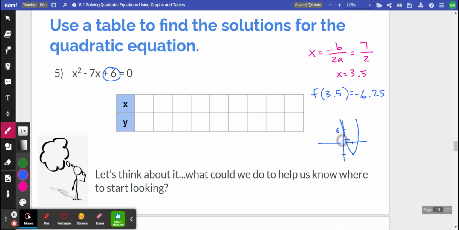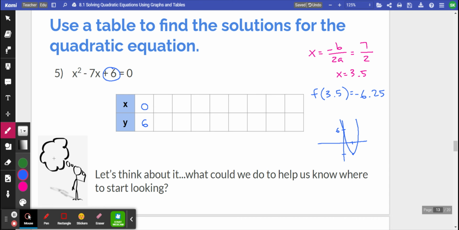All right, so now we have some more information. Look at this. We know that there has to be a 0 somewhere between x equals 0 and x equals 3.5, between the vertex and the y-intercept. We also know then that there will be another 0 on the other side, the same distance away from the axis of symmetry. So I'm going to start filling out this table from 0. And we already know what this value is because that's our y-intercept. So when x is 0, y equals 6.